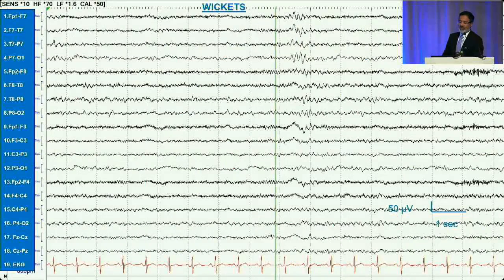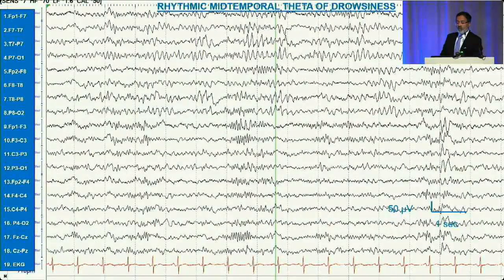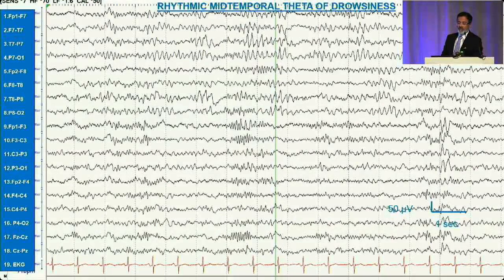Again, no aftergoing slow. Here's another normal variant called a rhythmic mid-temporal theta discharge of drowsiness, or RMTD. It has typically a notched appearance, again mid-temporal in its distribution. It can have left and right activation, sometimes synchronously. They tend to undulate. There's no alteration in behavior with this. In the past, these were misinterpreted as seizures.